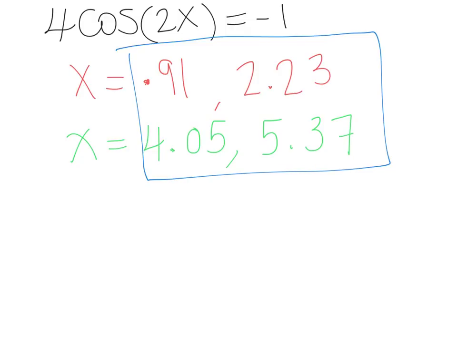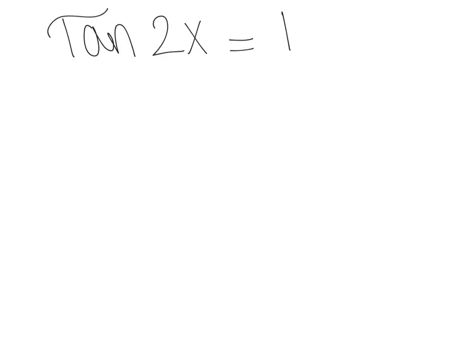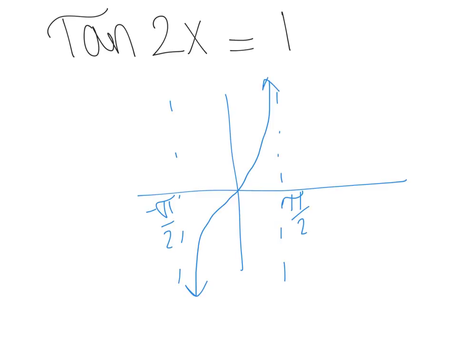Alright, let's look at tangent now and cotangent. So let's assume that the same thing happened with tangent and cotangent, where now they're asking me to find x, tangent of x is 1. So let's look at the graph for a little bit. So I know the tangent graph repeats every pi. So pi is the one cycle. And now the tangent of 2x equals 1.